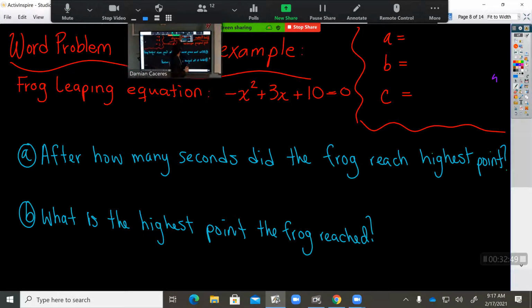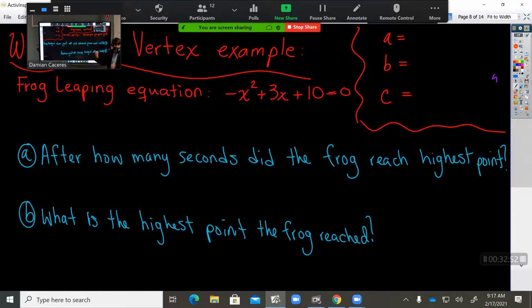Leaping frog. So this is an example of a word problem for quadratics that'll ask you for vertexy questions, right? We gotta make up words. So let's look at question A. After how many seconds did the frog reach its highest point? Do you think they're asking for h or k there? Are they asking for h or k?